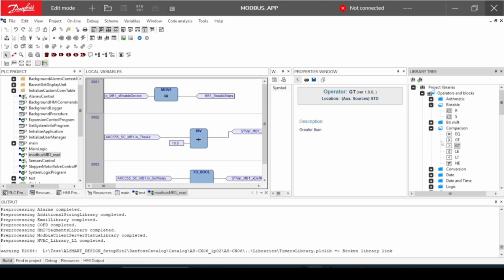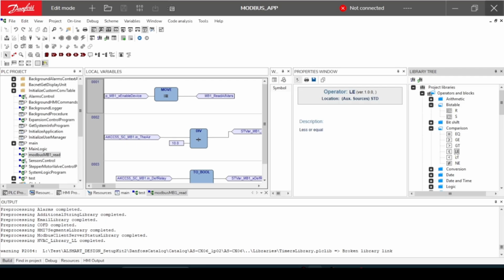Now let's look at the GT operator. The GT block checks if the first input value is strictly greater than the second input value. The important point here is that equal values are not accepted. For example, if A is 20 and B is 15, the output is true because 20 is greater than 15. But if A and B are both 20, the output is false because the values are equal. This operator is useful when a condition should only happen after a value exceeds a specific limit.